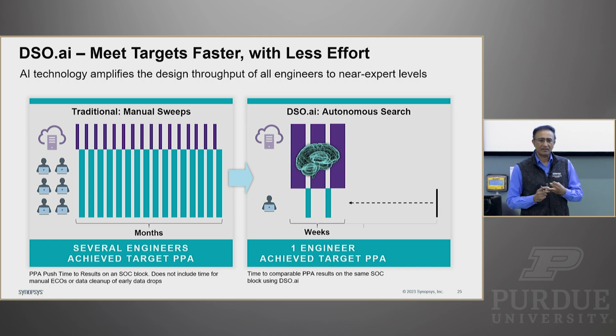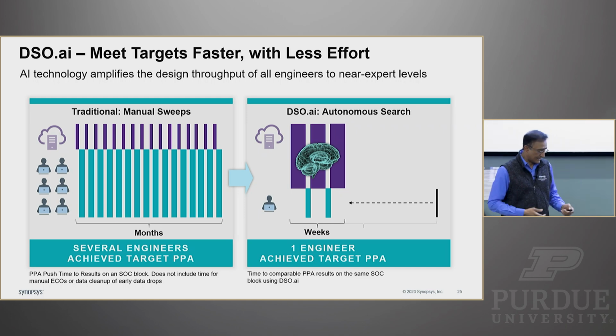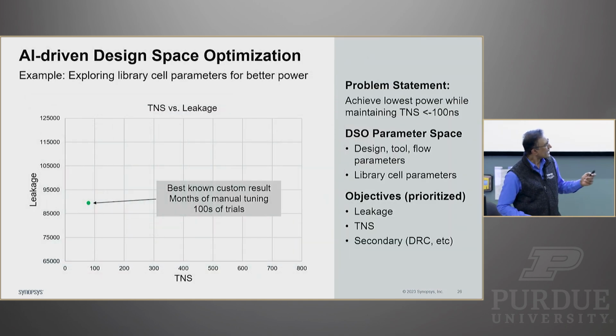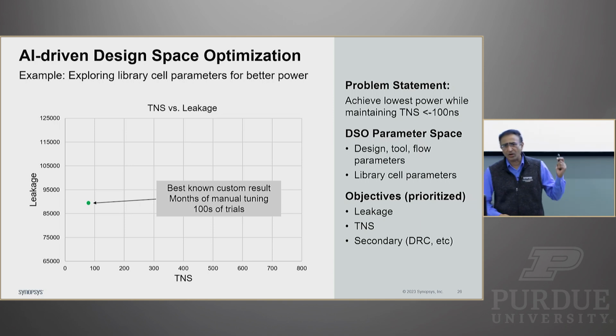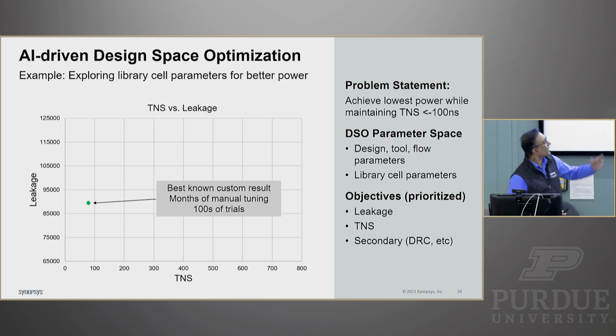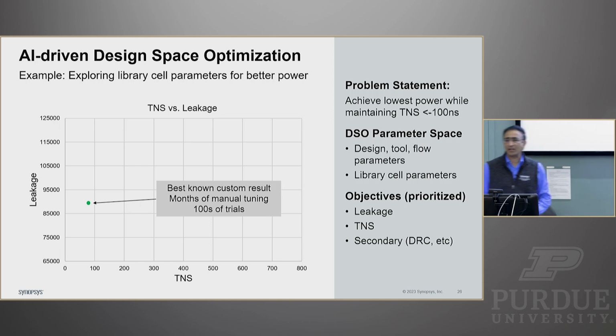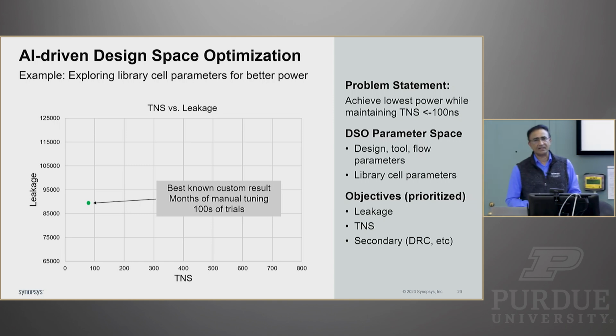If you have both, if computers become so inexpensive and data is all over, that's all you need for AI. As long as the models are trained, you can get incredibly good results. And it will improve your productivity. Like I will show you, here's an example of something that an expert did. Here's an example of the best known custom result of a problem statement that says achieve the lowest power while maintaining total negative slack at less than 100 nanoseconds.